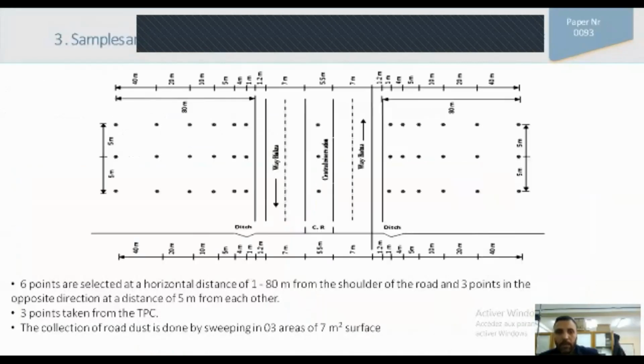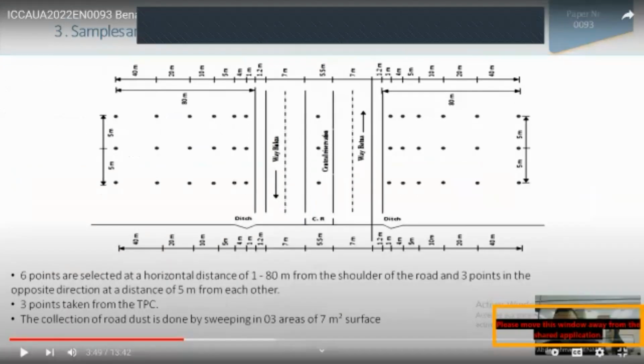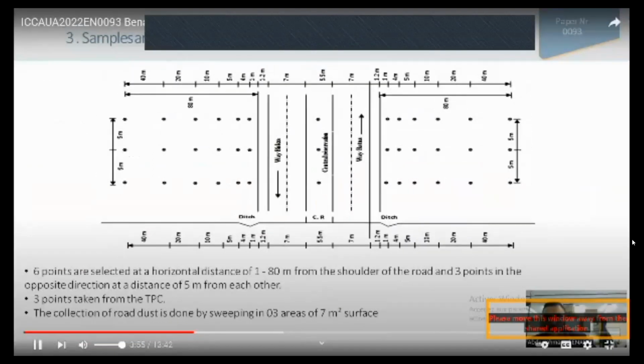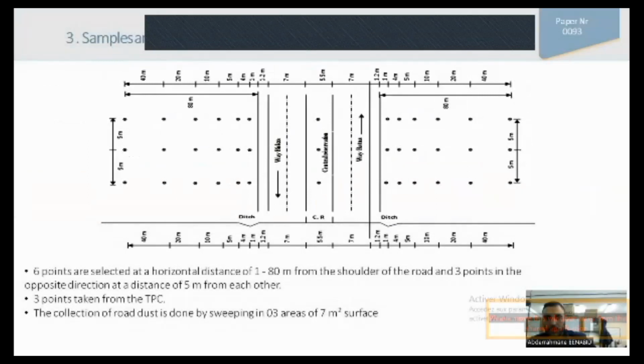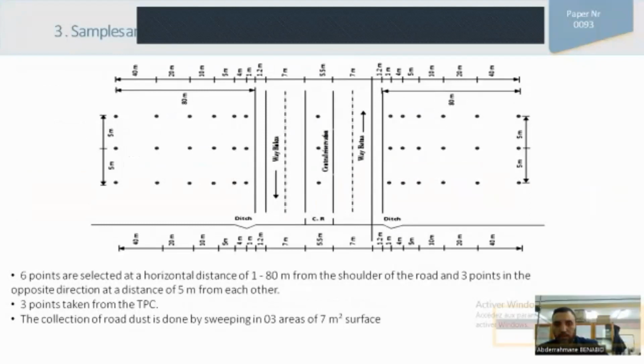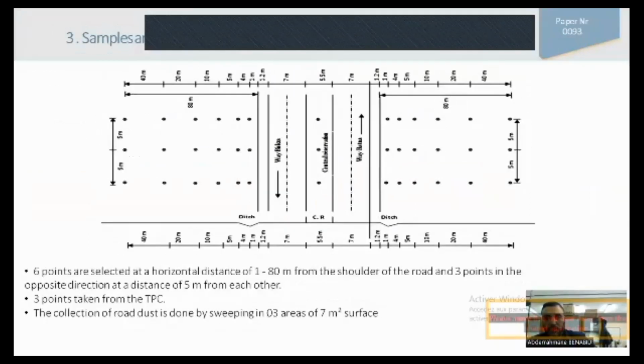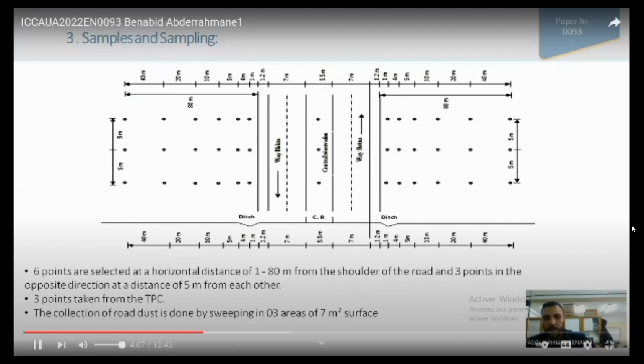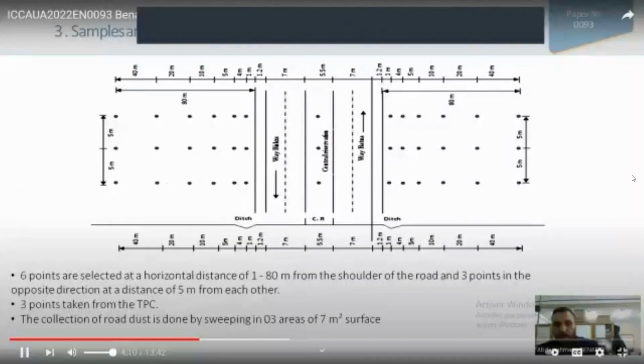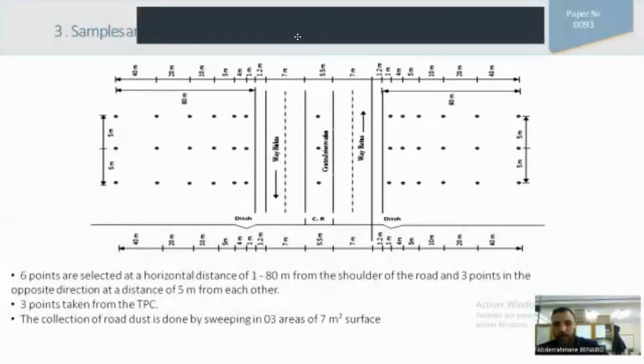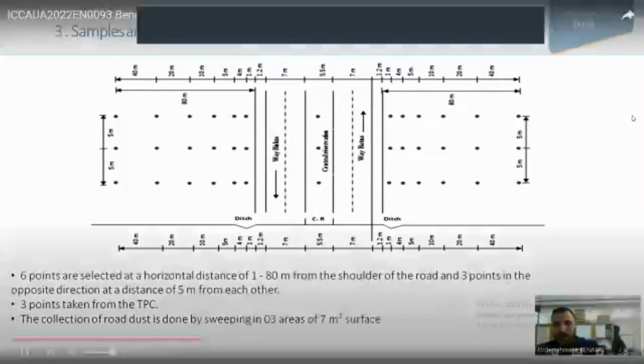6 points are selected at horizontal distances of 1 to 80 meters from the shoulder of the road, and 3 points in the opposite direction at a distance of 5 meters from each other. 3 points were taken from the TPC. The collection of road dust is done by sweeping in 3 areas of 7 meters surface.